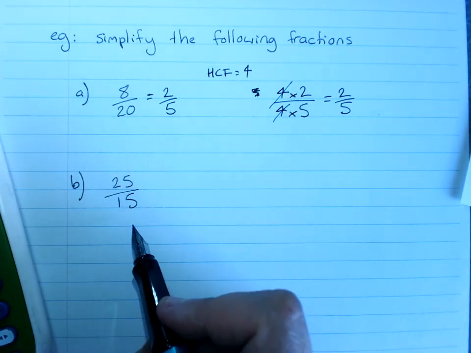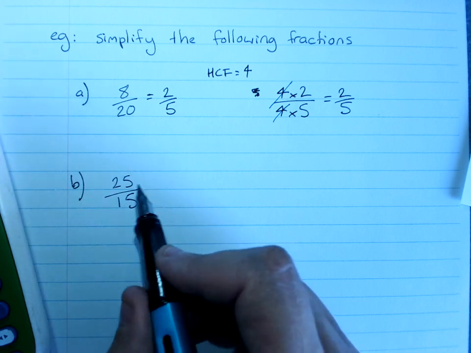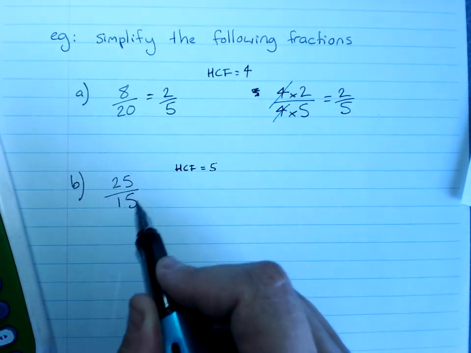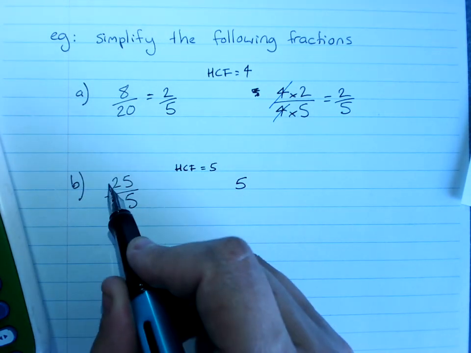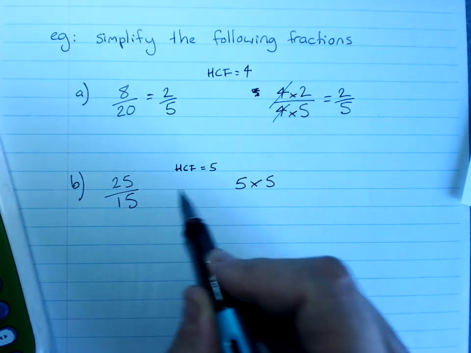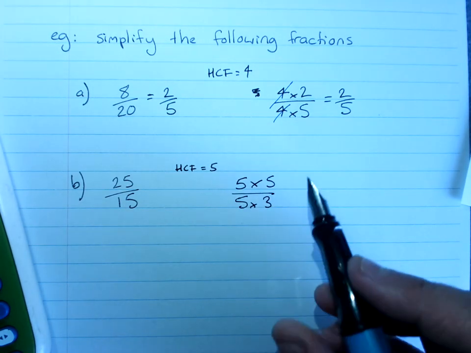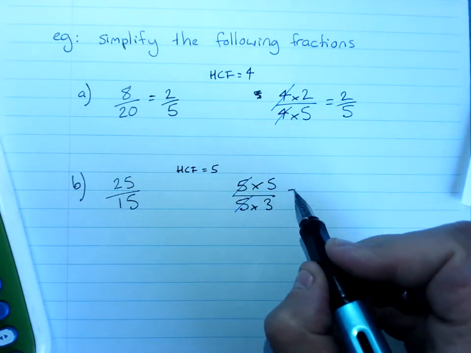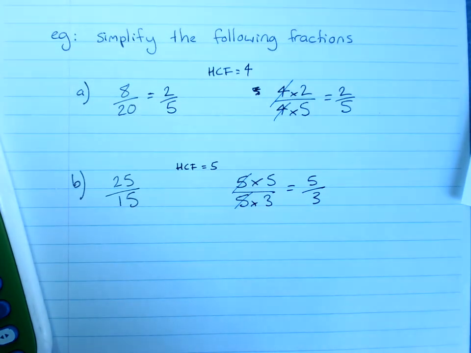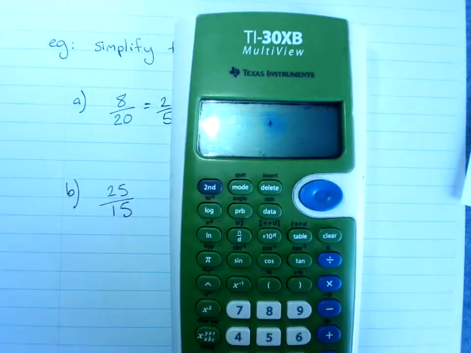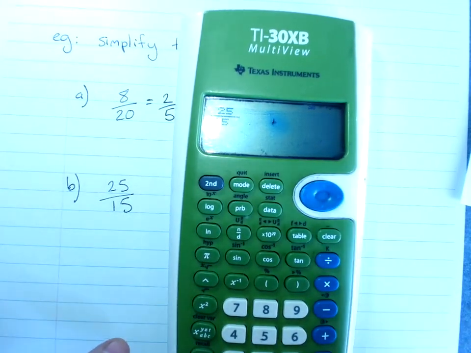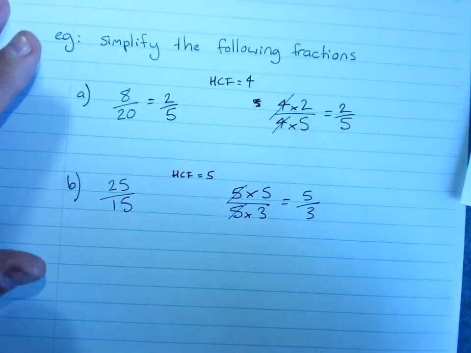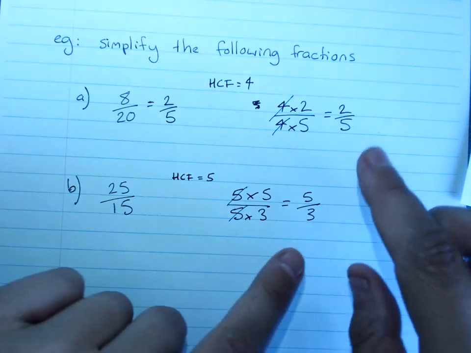So let's work out the answer to this one, and then check with the calculator. The highest common factor is 5. So let's write them both as 5 times something. 25 is 5 times 5. 15 is 5 times 3, and I'm allowed to cancel out one copy of the number that's the same, and that leaves me with 5 over 3. Check with my calculator. 25 over 15 is 5 over 3. So that's how we simplify our fractions, on paper or with a calculator.